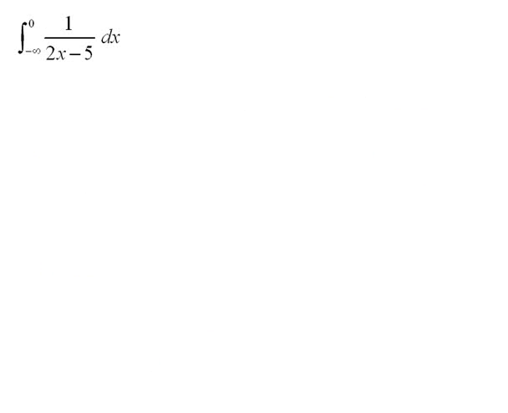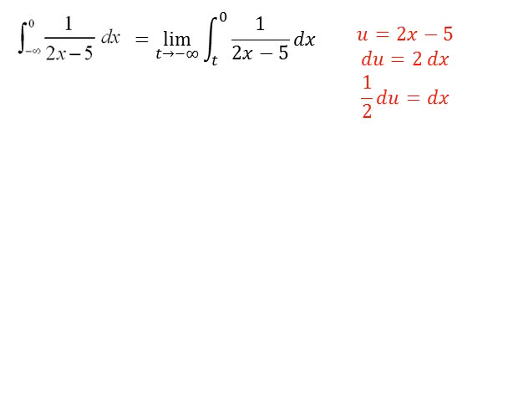Here's one with negative infinity as the lower limit of integration. Start by replacing the negative infinity with t and finding the limit as t approaches negative infinity. I'll let u equal 2x minus 5, then du equals 2 dx, and that means the 1/2 du will replace the dx. This time, I'll replace those x values with u values.